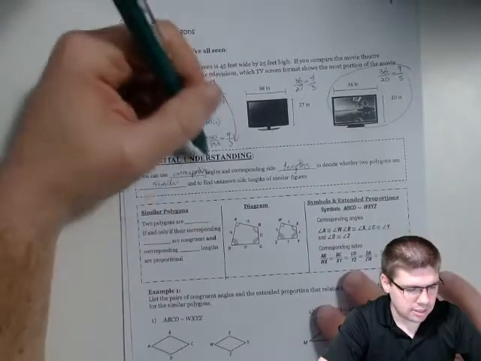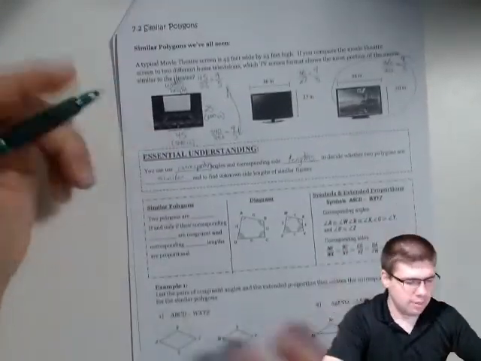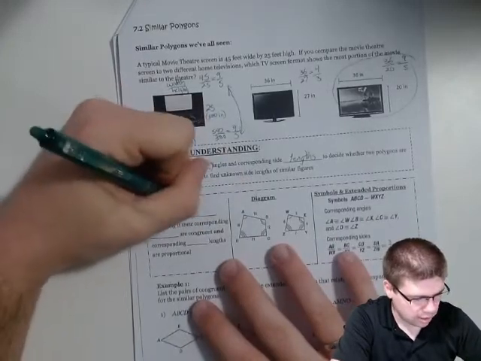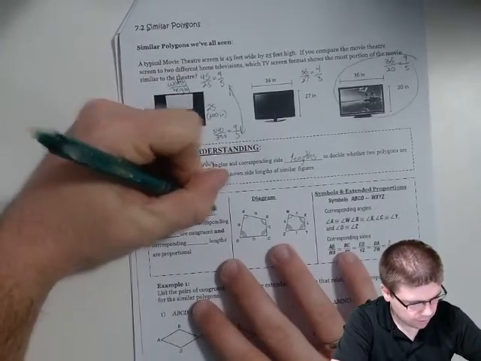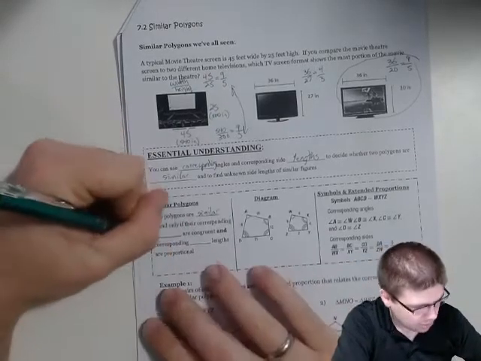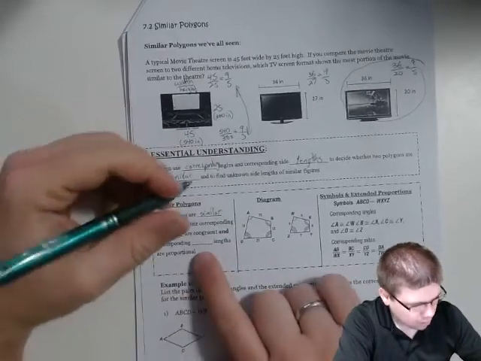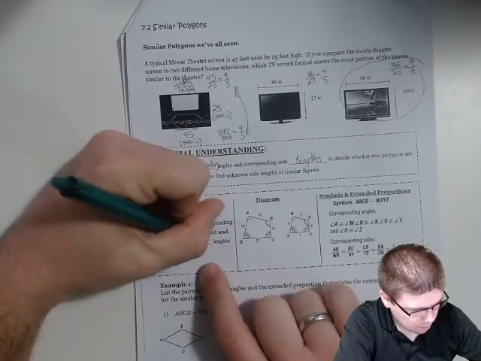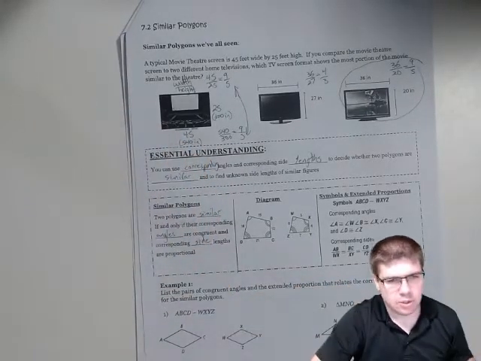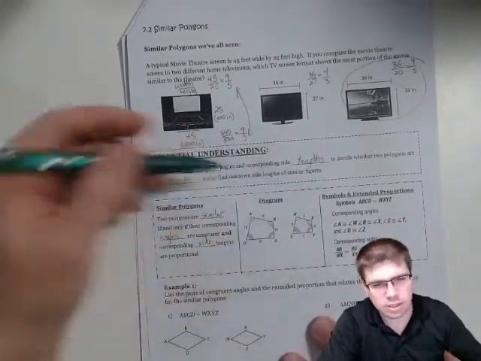So we can do something similar here, but we're talking about similar shapes. They're not the exact same. So we call two polygons similar if and only if their corresponding angles are congruent. So they have the exact same angles, but the corresponding side lengths are proportional. So the side lengths don't have to be the same, but they're proportional to each other. And so here's a picture of what this could look like.